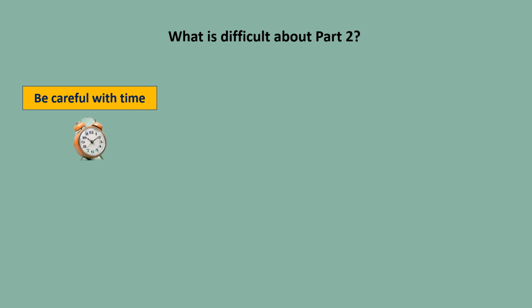So the first one is be careful with time. Reading part 2 includes 5 descriptions of people and 8 texts about different places or activities. That is a total of 13 short texts that you have to read, analyze, and match. If you ask me, that sounds like you need to be very careful and pay close attention to your timing.